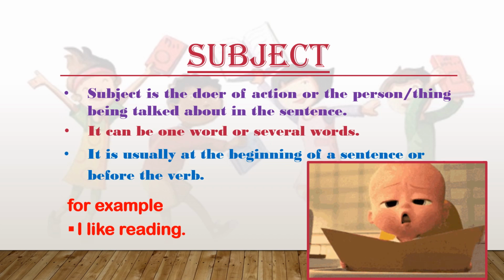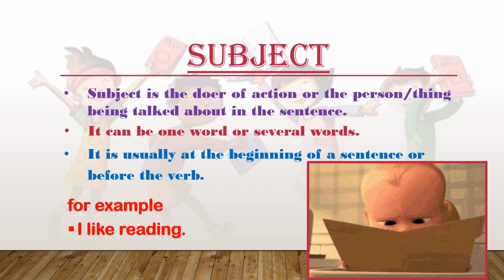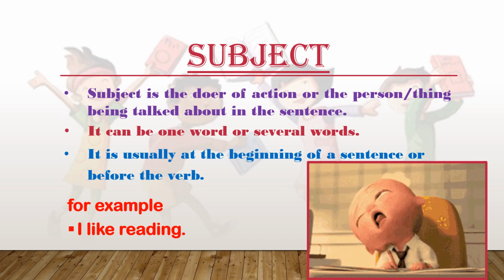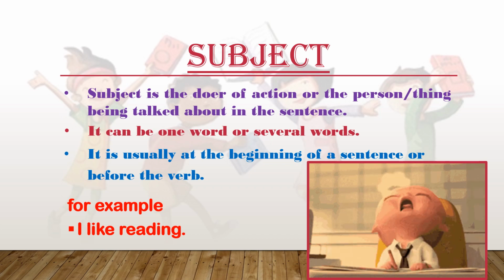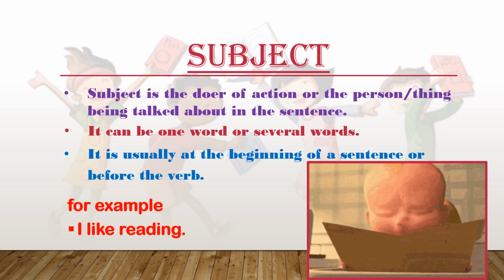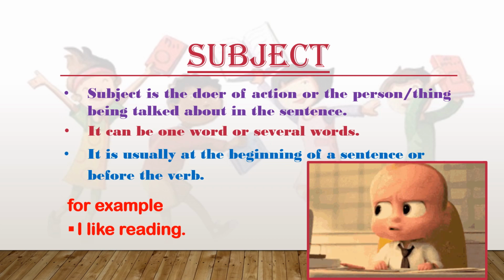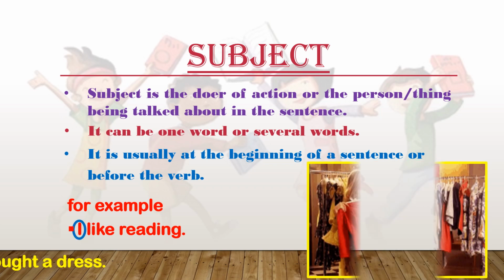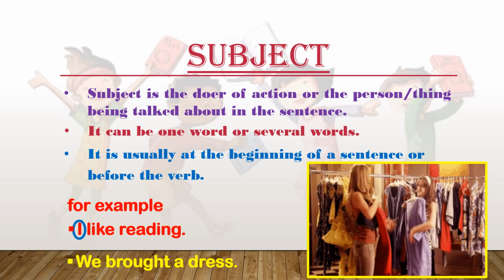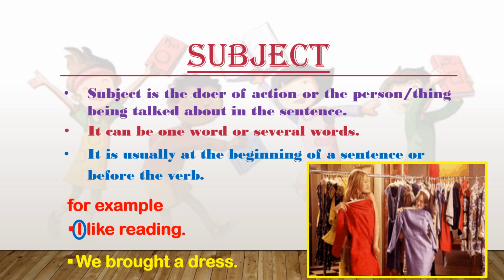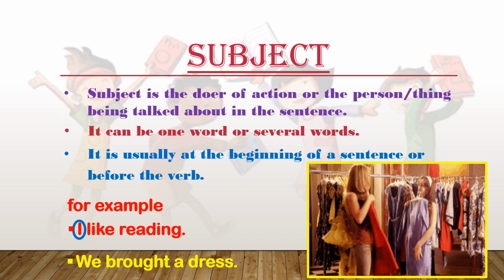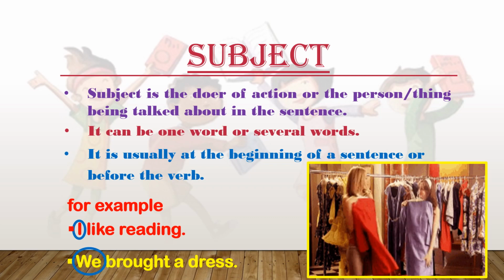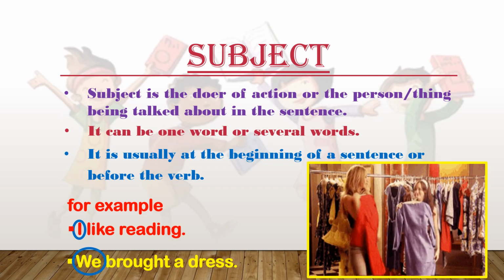For example, I like reading. What is the verb here? The action, that is like. And I is just before like. That means I is the subject and we are talking about I. I here is the subject in this sentence. Let's take another example. We brought a dress. The verb here is brought. And we is the person being talked about. That is, we is the subject in this sentence.